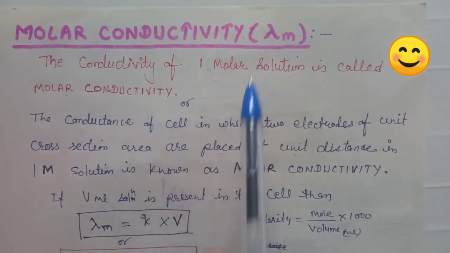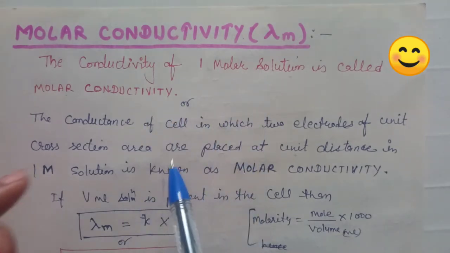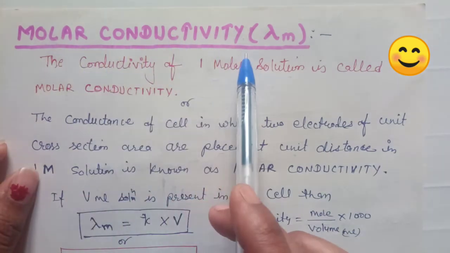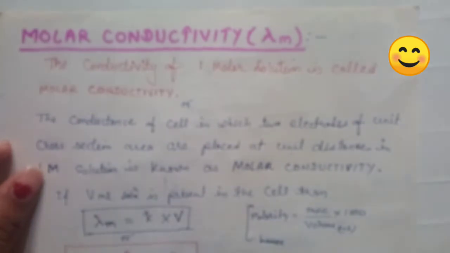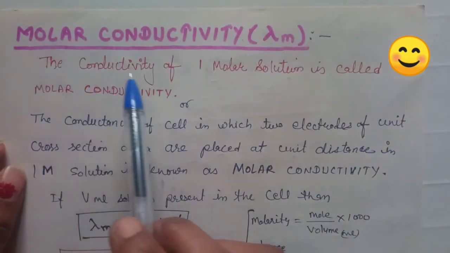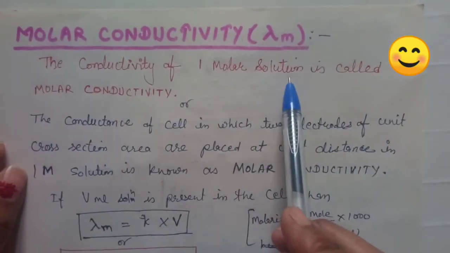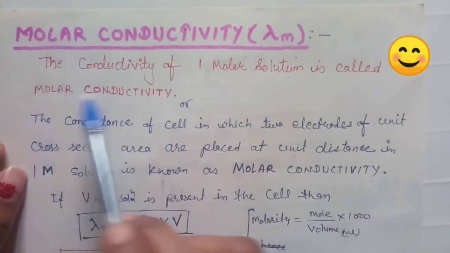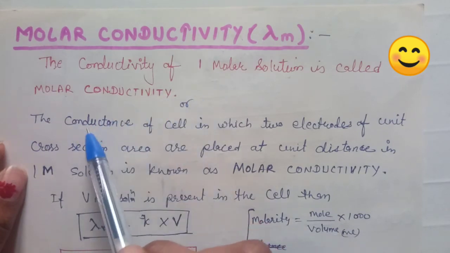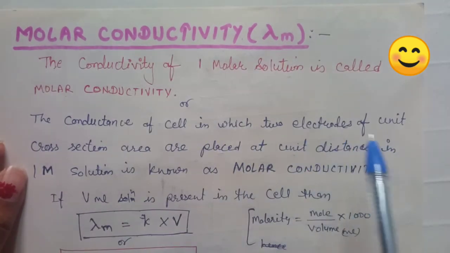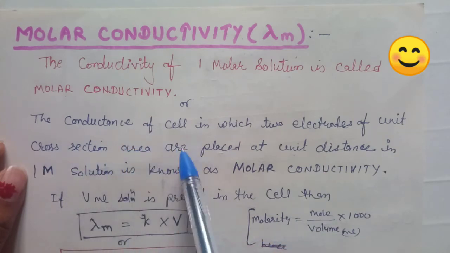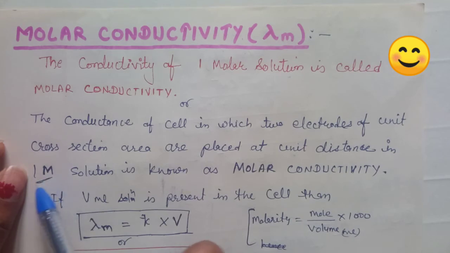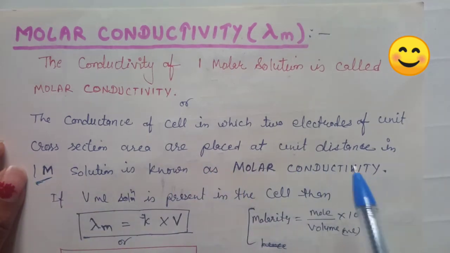If the solution filled between the electrodes is of 1 molar, then the conductivity of the cell will be known as the molar conductivity. The conductivity of 1 molar solution, or 1 mole of solute, is called the molar conductivity, or the conductance of a cell in which two electrodes of unit cross-section area are placed at unit distance in 1 M solution.